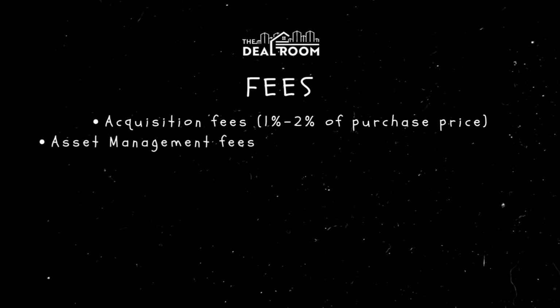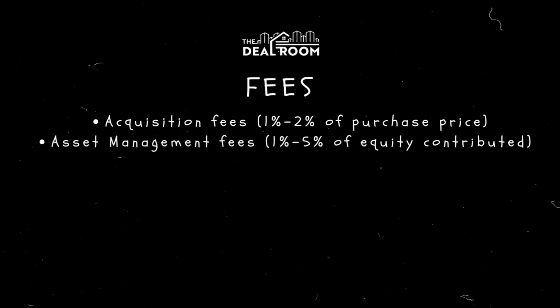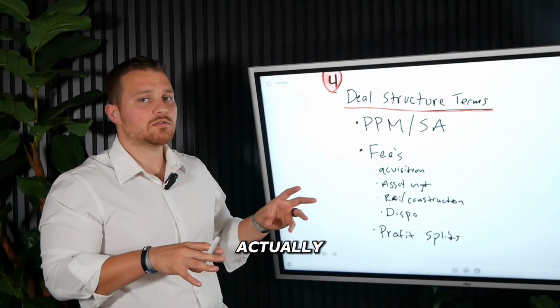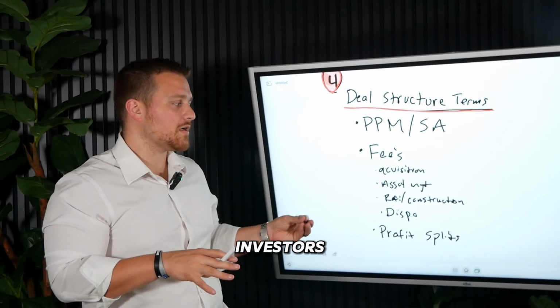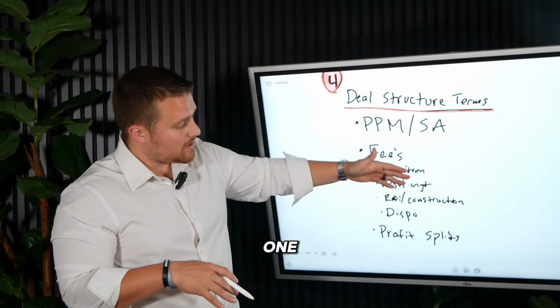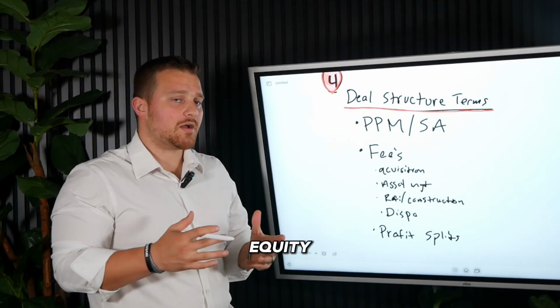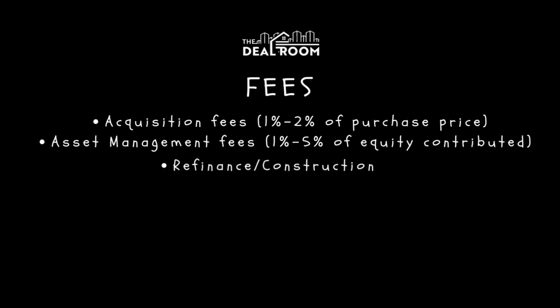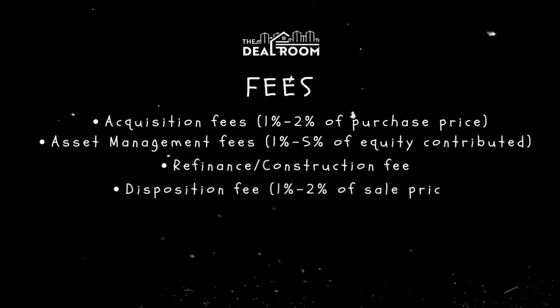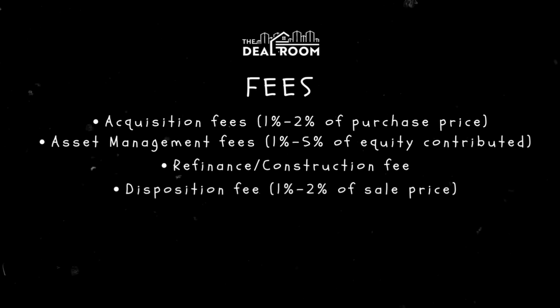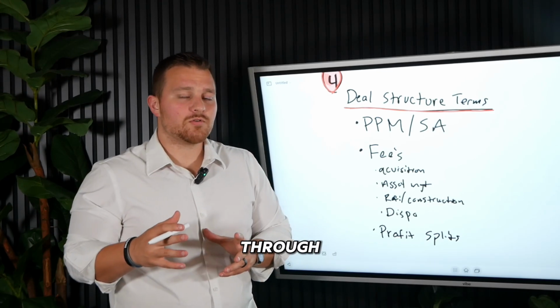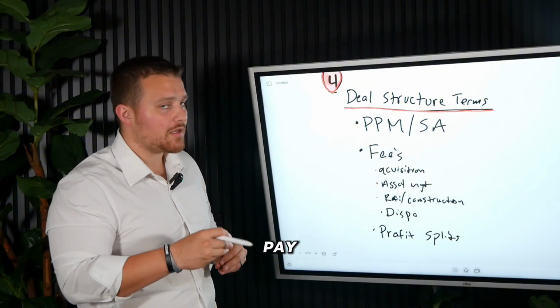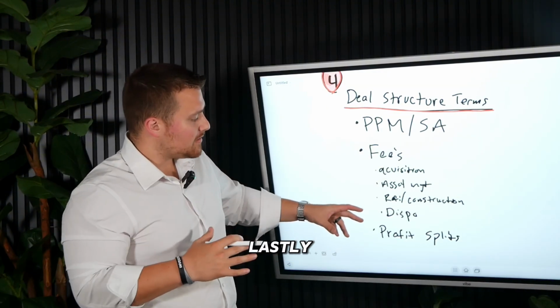And then there's an asset management fee. This is for managing the managers at the asset and ensuring that the investment returns are actually the main focus for the investors. This ranges between 1 up to even 5% of the equity contributed or gross profits. Generally, you see a refi or construction fee being baked into there, and a disposition fee. Generally, this is 1, maybe 2% of the sales price. Again, for taking the property all the way through and finding a buyer to come in and pay you your desired price. And then lastly, profit split.